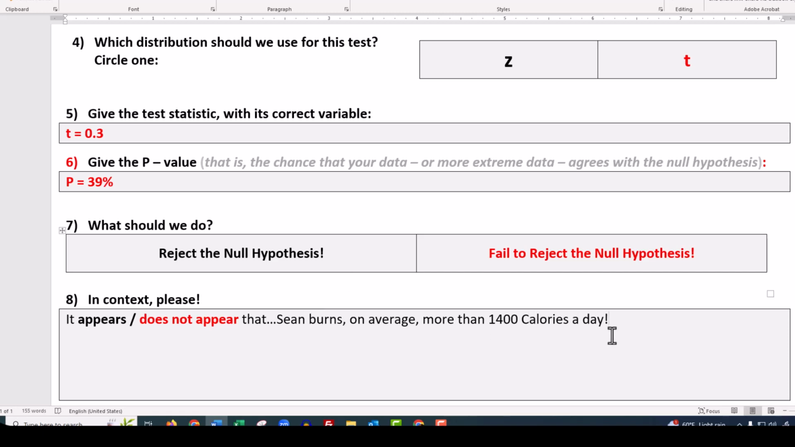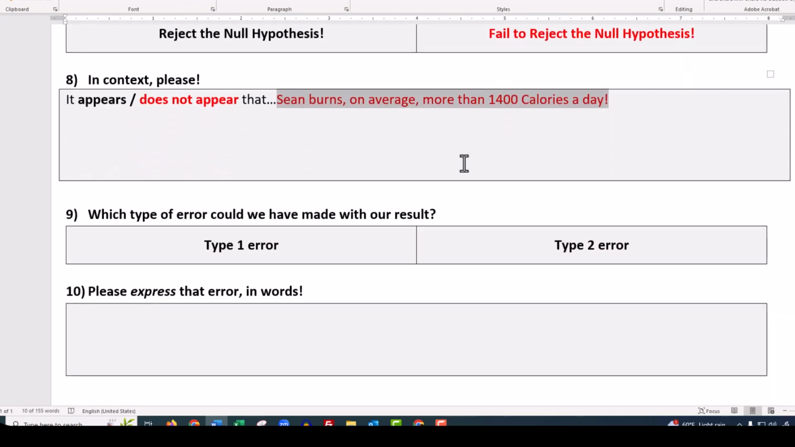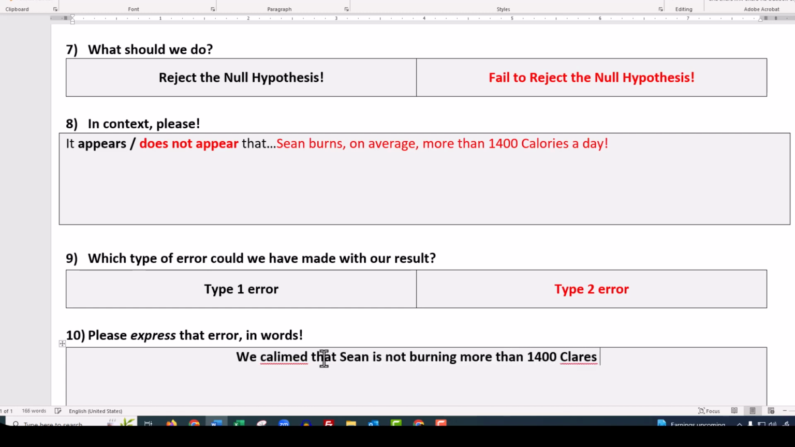The only thing I like to have you always do at the end of these tests is to do an error analysis, and that's always kind of fun. This one, since we failed to reject, we believe the null hypothesis, we could have made a type 2 error because we kept the null. Maybe we shouldn't have. Maybe I am burning more than 1,400 calories and I just got deviant data. And type 2 error would be, we claimed that Sean is not burning more than 1,400 calories per day when, in fact, he might be.